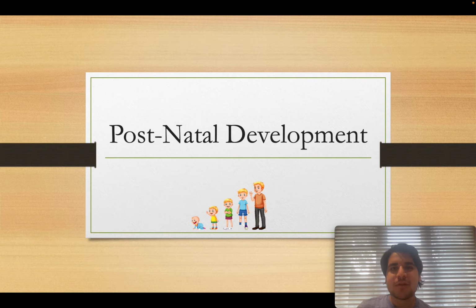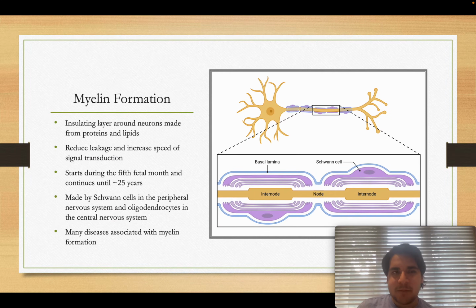In this episode, we will be talking about postnatal development. Specifically, we will talk about some of the key events that happen inside of our nervous system. So let's get started now. Our first item on the agenda for today is myelin formation.